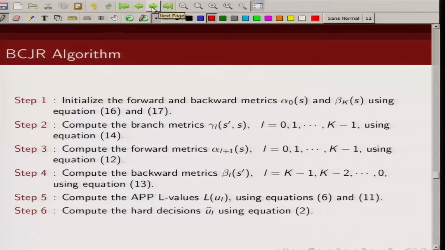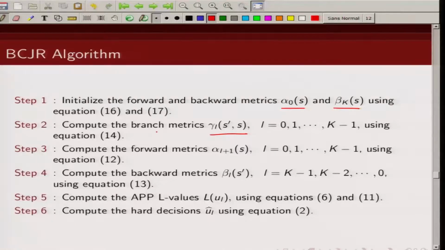So, now to recap, how do we compute the a posteriori probability? The first thing is we need to initialize the values of alpha at time 0 and beta at the end of the block, which I am calling k. To compute alpha and beta, I need the branch matrix gamma. So, I will compute this branch matrix for all valid transitions and for all time instances. That is the second step.